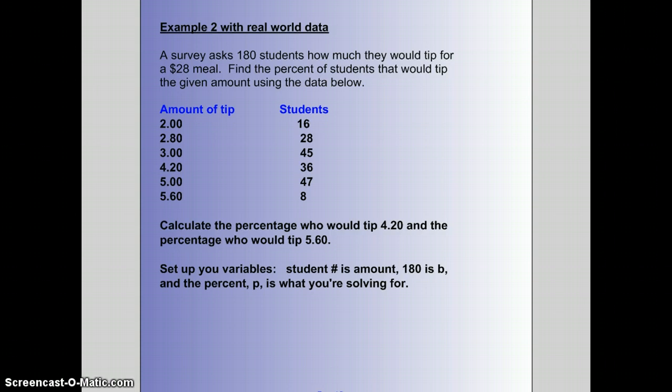So set up your variables. The student number is the amount, 180 is your B or your base, and the percent is what you're solving for. You should be able to calculate these amounts using A equals PB.